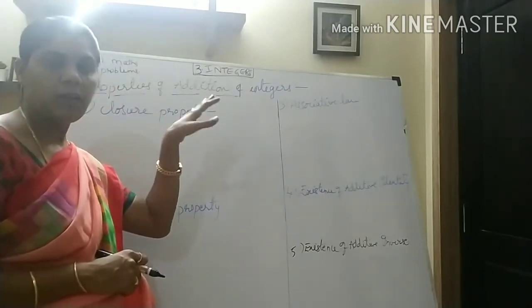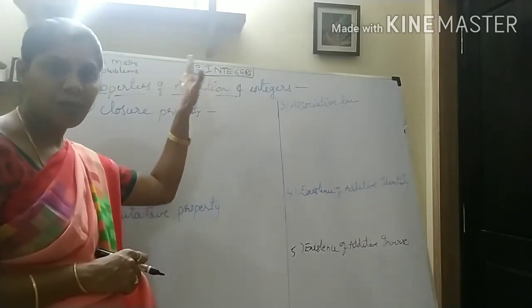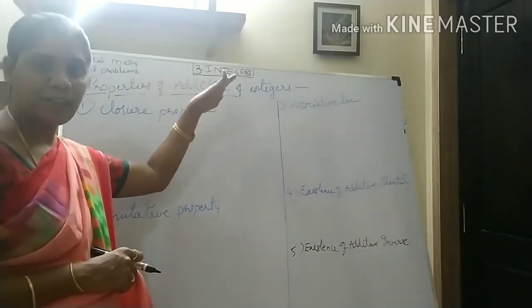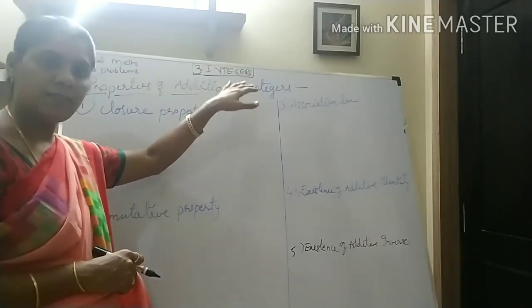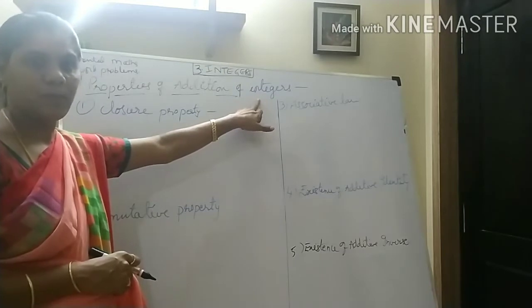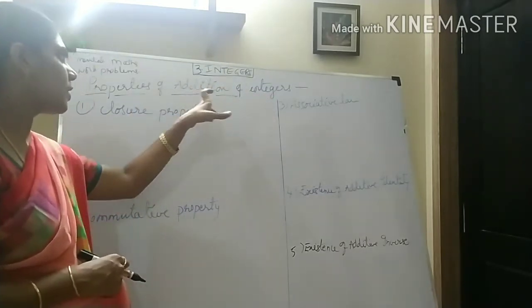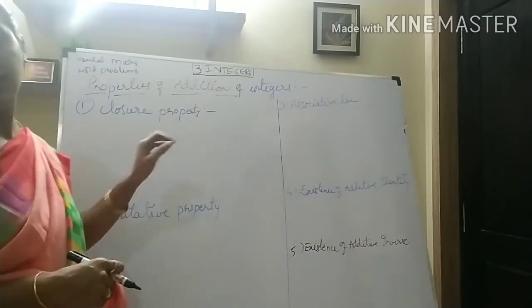Already we have learned properties of addition of whole numbers, properties of subtraction of whole numbers, and properties of multiplication of whole numbers. All these things we have seen in whole numbers. Now we will see them in integers: the properties of addition of integers and properties of subtraction of integers, in this class.